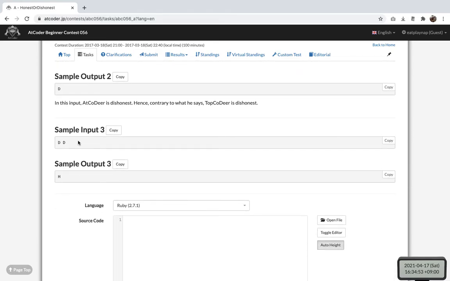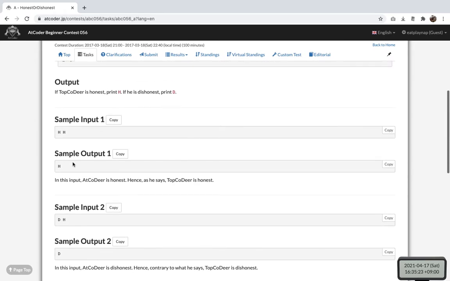Sample input 3 is D D, which means a dishonest deer says his buddy is dishonest too. But since the first deer is dishonest, we cannot believe him. So what he said, that his buddy is dishonest, means his buddy is actually an honest deer. Okay, then let's tackle this one.